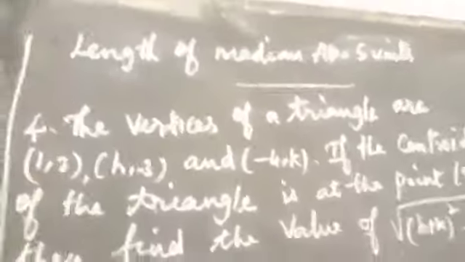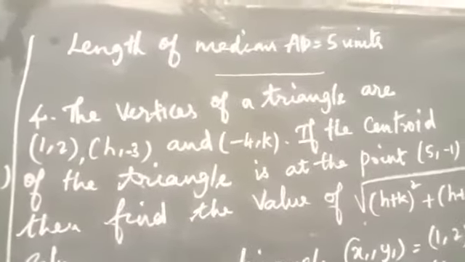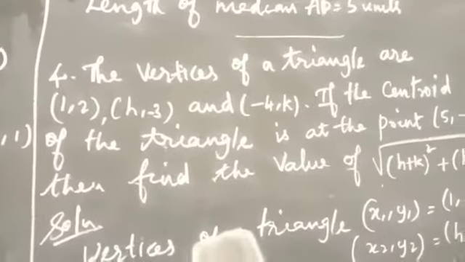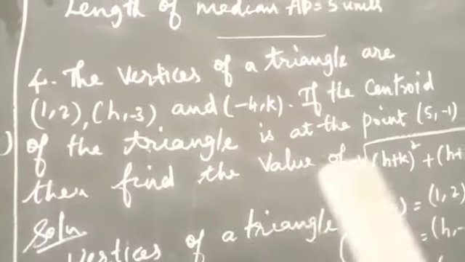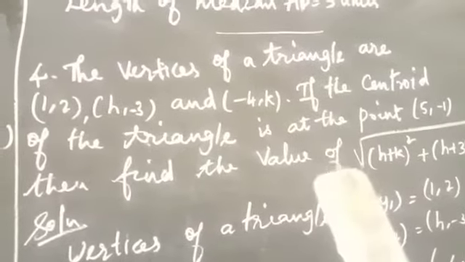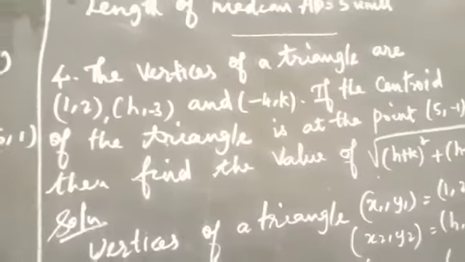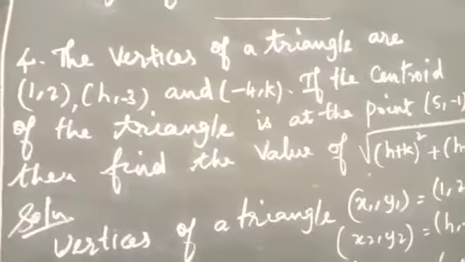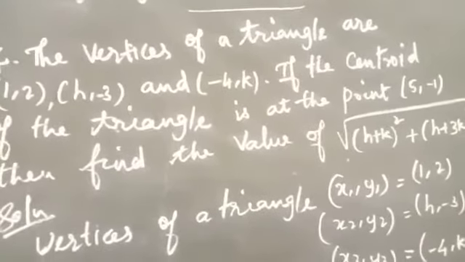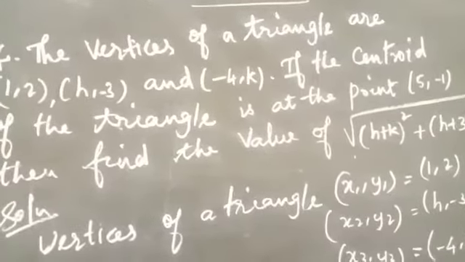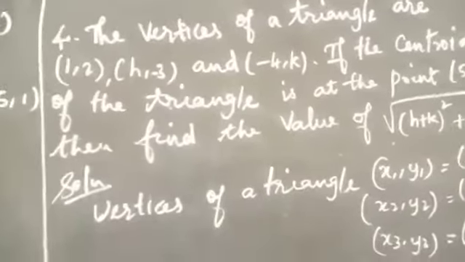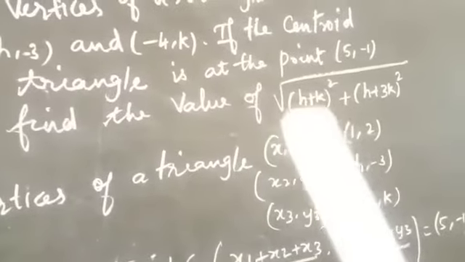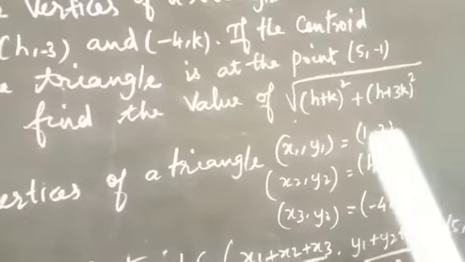Okay. Now we see the fourth sum. The vertices of a triangle are (1, 2), (h, -3) and (-4, k). The centroid of the triangle is at the point (5, -1). Then find the value of root of (h plus k) the whole square plus (h plus 3k) the whole square.